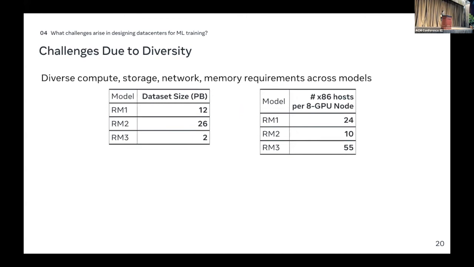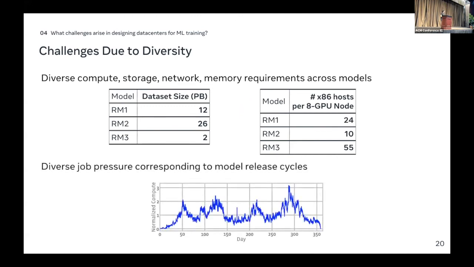There's 2 other dimensions that we need to think about too. First is time, right? So on the chart to the bottom, I'm showing over the course of a year, the aggregate compute demand for training jobs across our fleet. And what you can see is that there's very distinct peaks and troughs corresponding to different phases of our model release cycle. So we need to manage and split resources to supply this need.